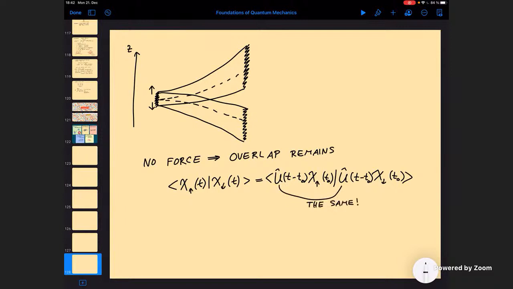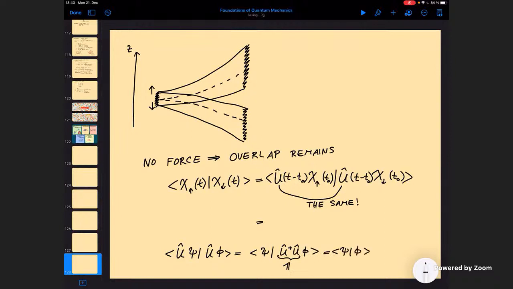So that's the first step: if there is no interaction between the spin and the magnetic field and the position anymore, then we have the same time evolution acting on both spin up and spin down wave functions. And then as a second step, you know that for any unitary operator, if I apply it inside a scalar product in this way, then I can bring the u to the other side as a u dagger. And since this is a unitary, that is just one, so I just get the old overlap. And the same happens here. So if you write it down, you retain the overlap that you had at time zero.